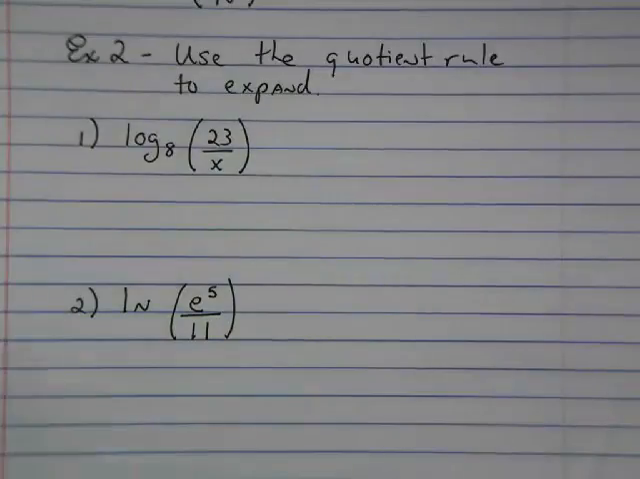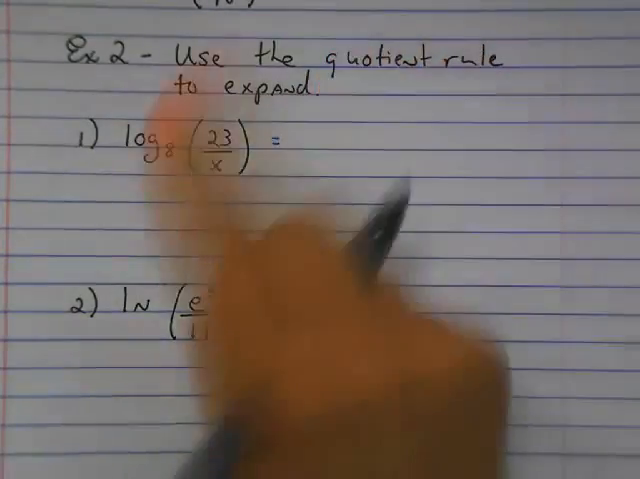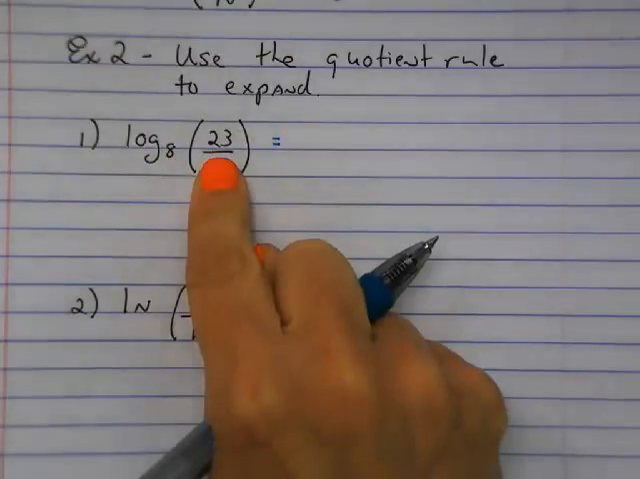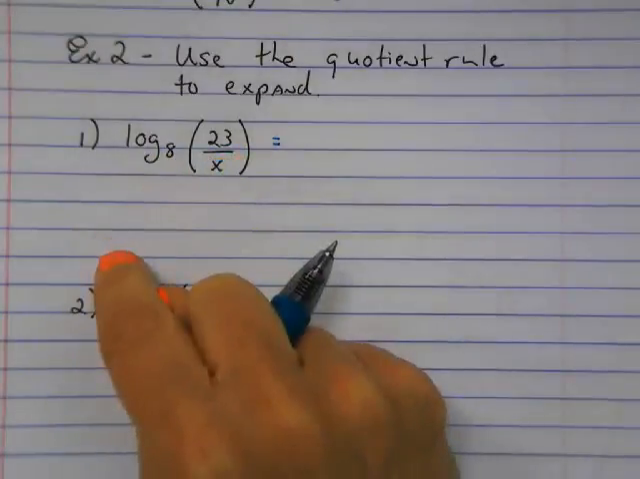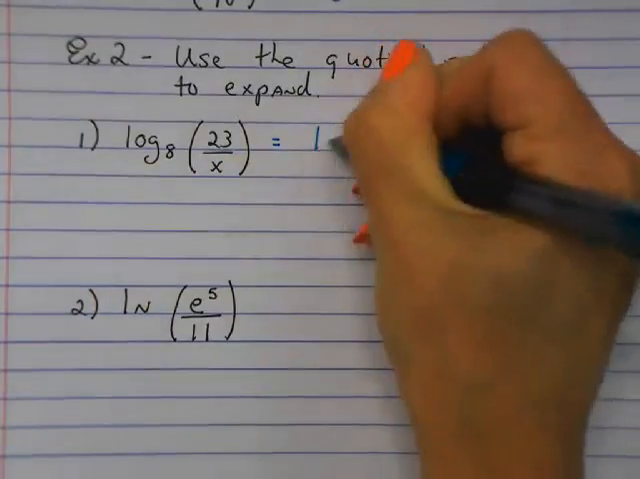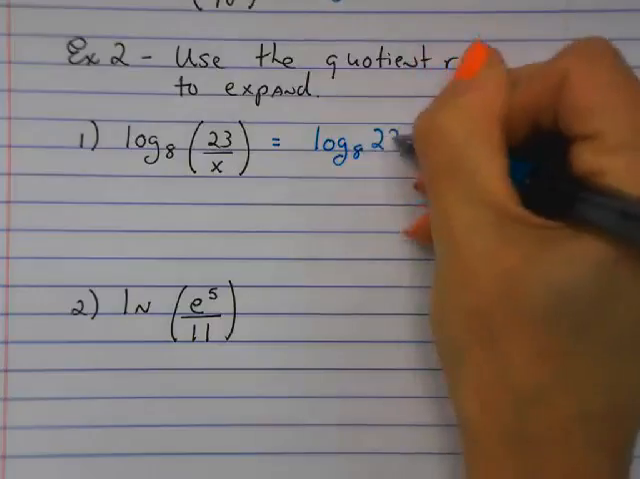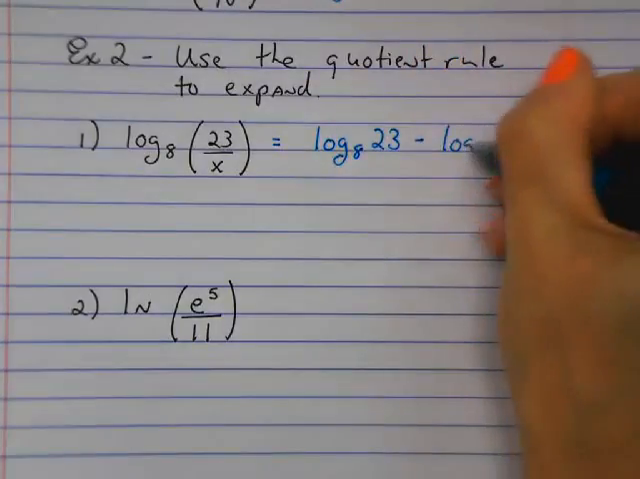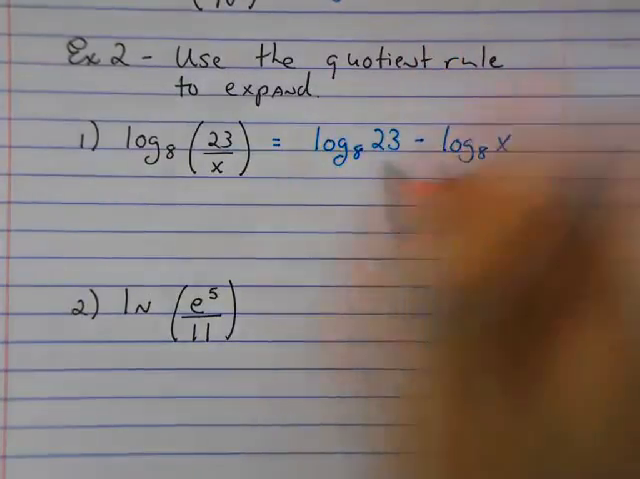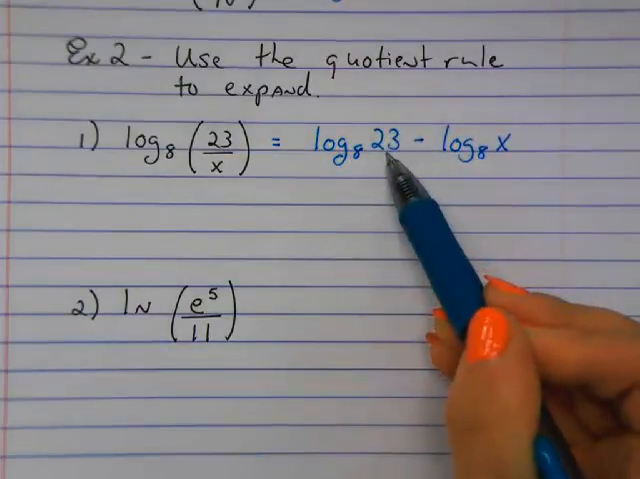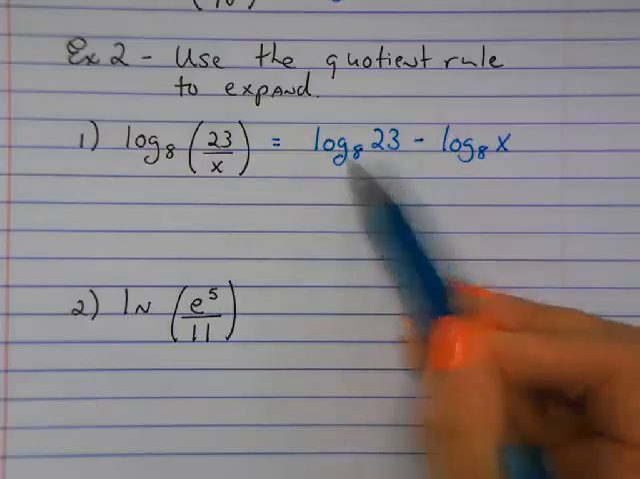So number 1, this time I have a division, which in my mind, working backwards this time, I'm going to subtract. So I'll have log base 8 of 23 minus log base 8 of x. Now, I can't do anything here because I cannot write 23 as 8 to any power. So this is the best I can do.